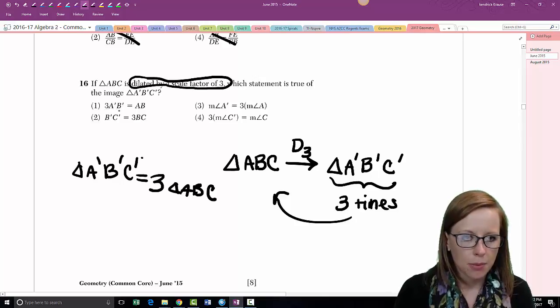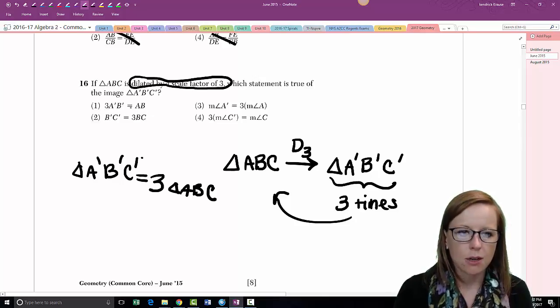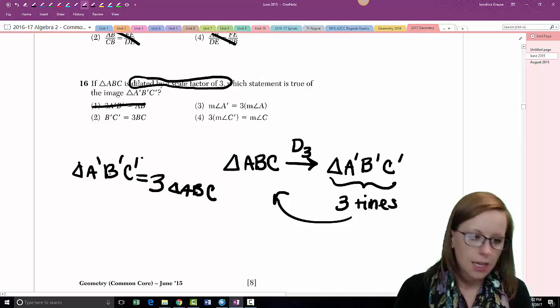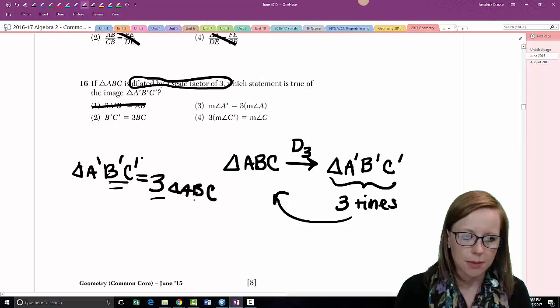3A prime, B prime is equal to AB. Oh, no, that's exactly opposite, so no. B prime, C prime is 3 times BC. Yeah, can you see that? B prime, C prime is 3 times BC. So it's got to be that.